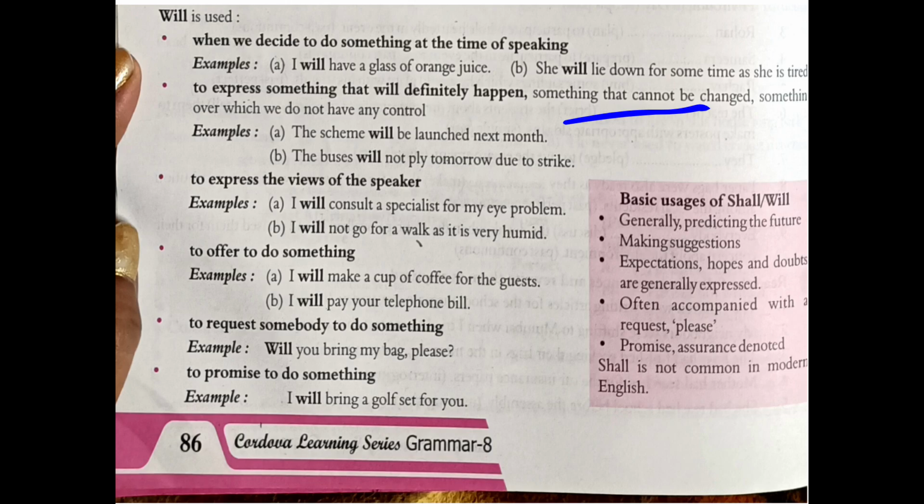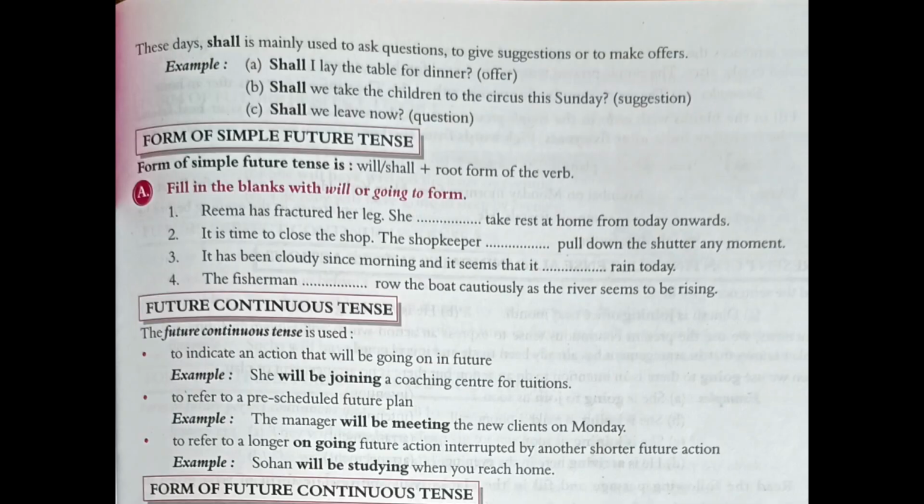Or to ask questions, give suggestions, or make offers, like shall I lay the table for dinner, it's a kind of offer. Shall we take the children to the circus this Sunday, it is a kind of suggestion. Shall we leave now, it's a question. Okay, so we use shall, you know that shall we use as a modal verb also. So here you can use it for making suggestions, asking questions, or making offers.